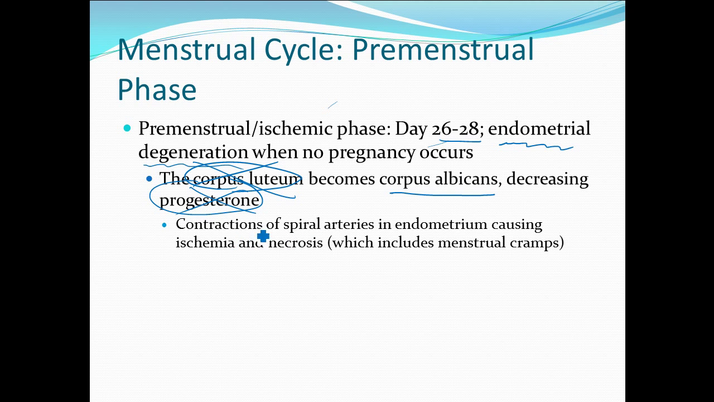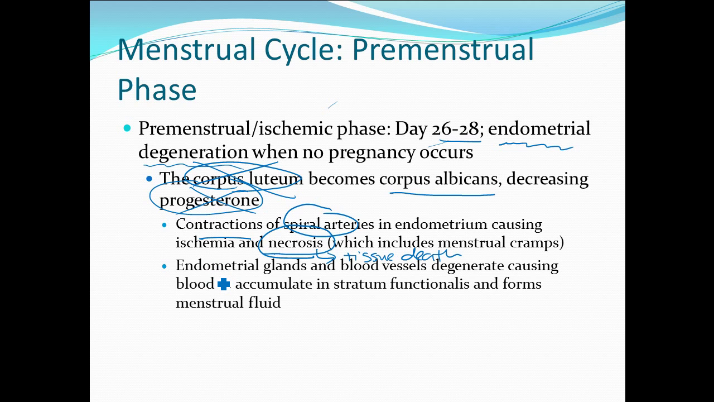So what happens is that the spiral arteries are going to contract. If you contract these arteries, are you going to get nutrients to the functional layer of the endometrium? No, it's going to prevent nutrients from going there. That's what's going to cause necrosis to occur. Necrosis, once again, is what? Tissue death. And that's what's going to start causing these menstrual cramps.